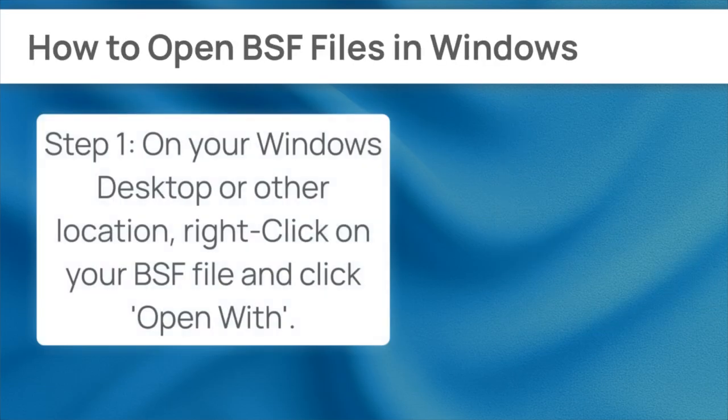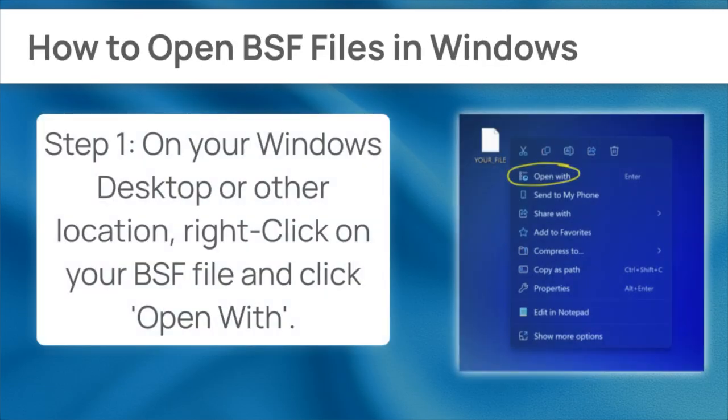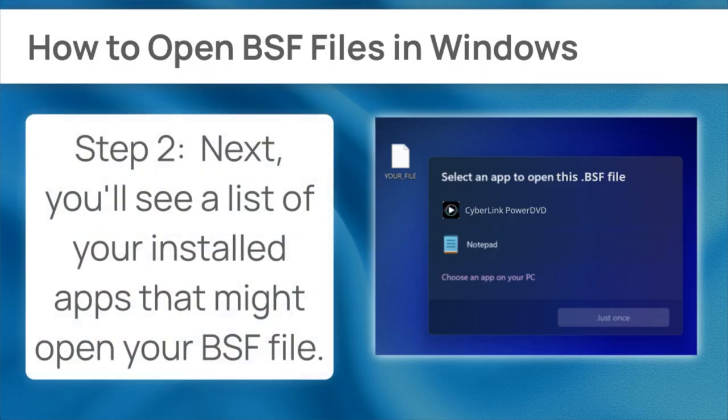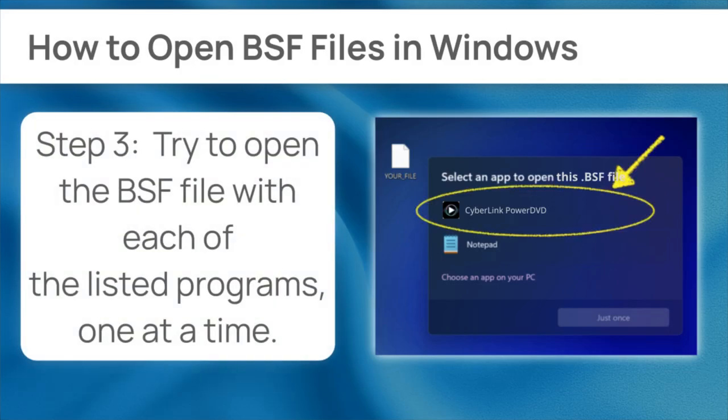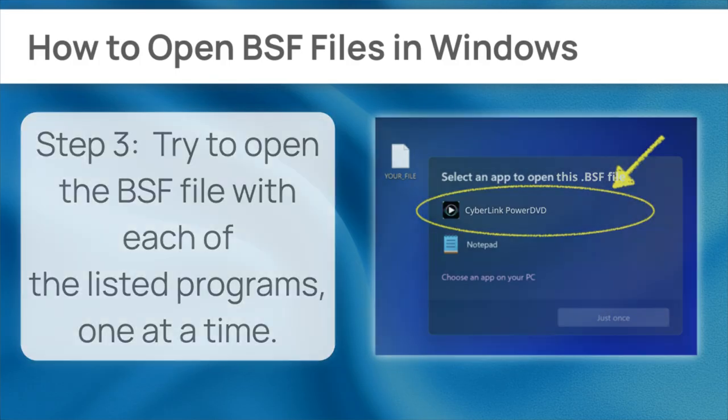The very first step is to check which program successfully reads the file's signature. Right-click the BSF file and click Open With. Test CyberLink Power DVD if present. If it is unavailable, select another program. We need to check every option.